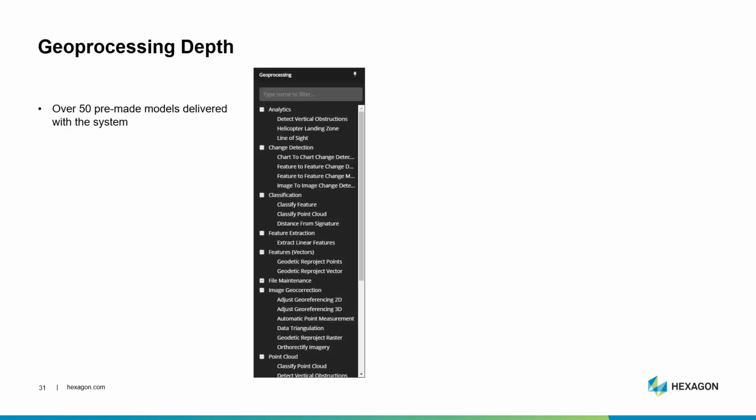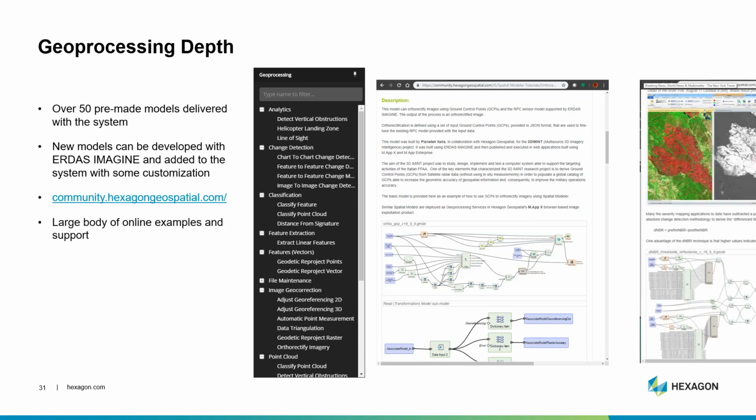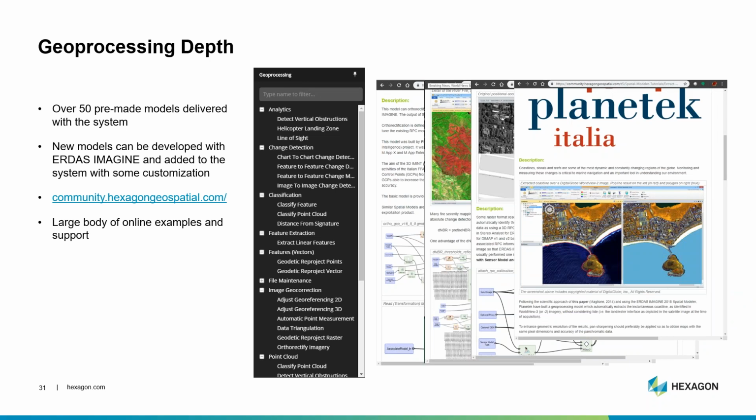So M.App X came preloaded with over 50 models, which you can use straight away. Of course, there are options to expand the collection. So if you are an ERDAS Imagine user, you can also develop your own model with the spatial model editor and add them to M.App X. Or you can join our online community at community.hexagongeospatial.com, where many other users post their own models. You can easily adopt and update these models to your own use case.